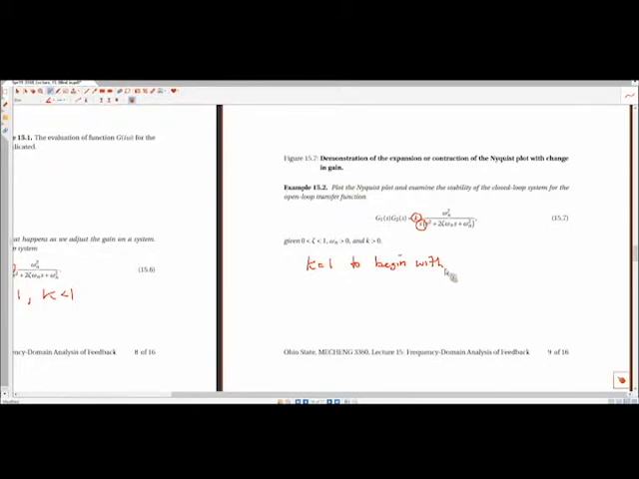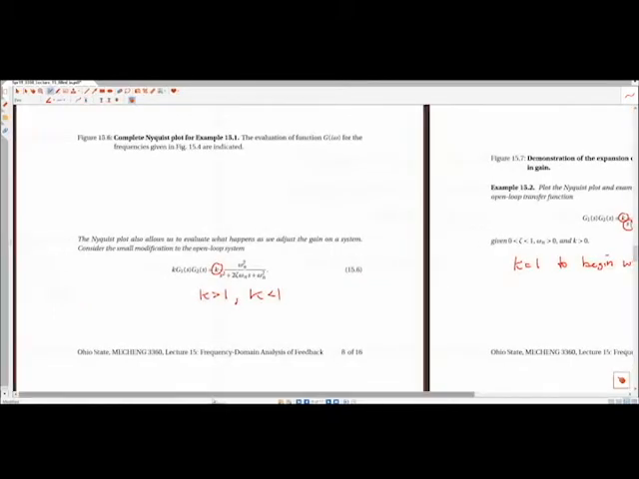All right, so same question: plot the Nyquist plot and examine the stability of the closed loop system for this open loop transfer function G1, G2 equal to k times omega n squared over s times the quantity s squared plus 2 zeta omega n s plus omega n squared.